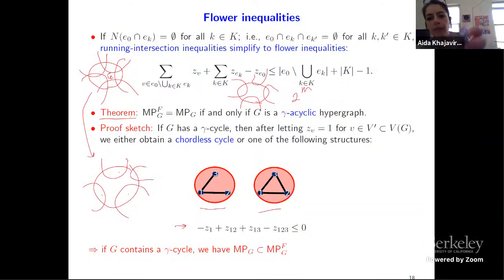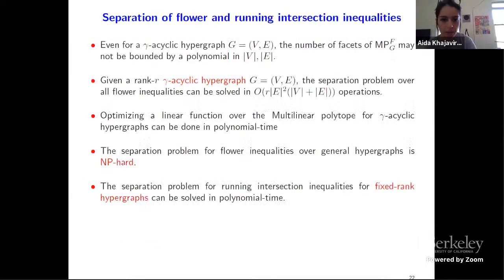And indeed, you can come up with an example where all of these are facet defining, meaning that none of the inequalities are redundant. They are indeed needed to characterize the convex hull. So that tells you this polytope in general could have exponentially many facets. However, what you can show is that you can solve over it in polynomial time if the hypergraph is gamma acyclic. So what do I mean?